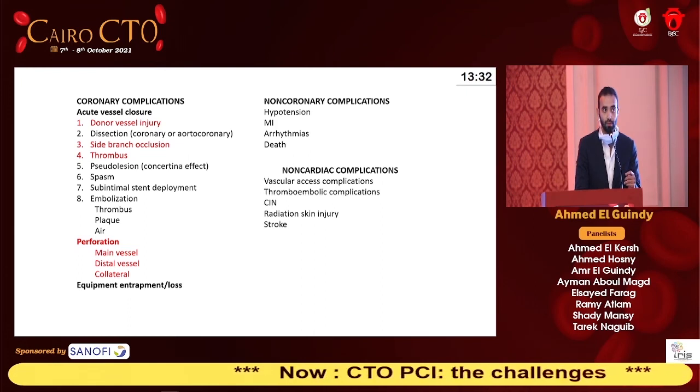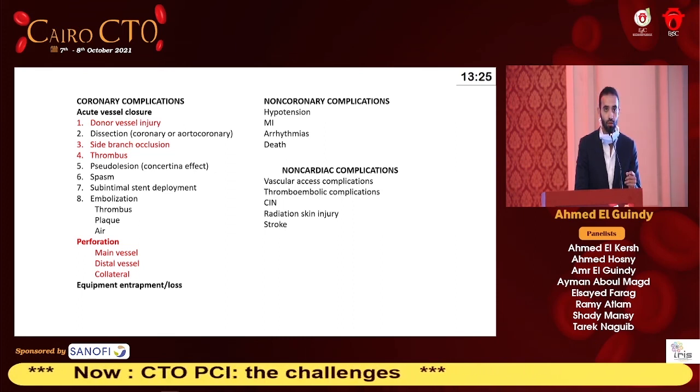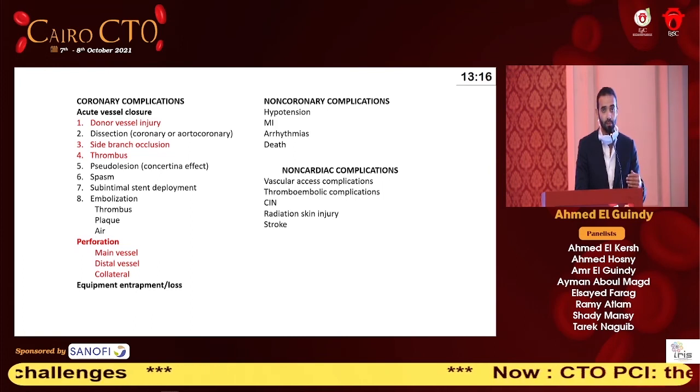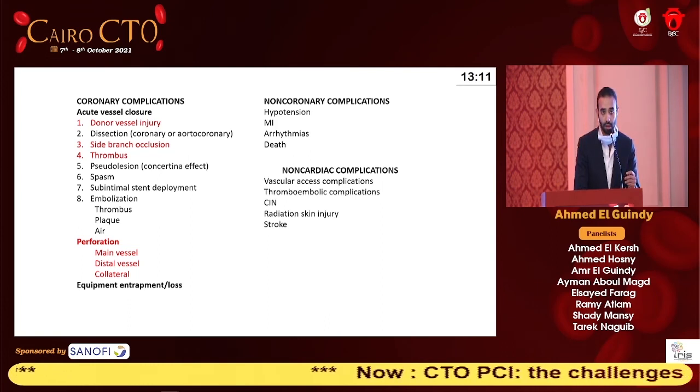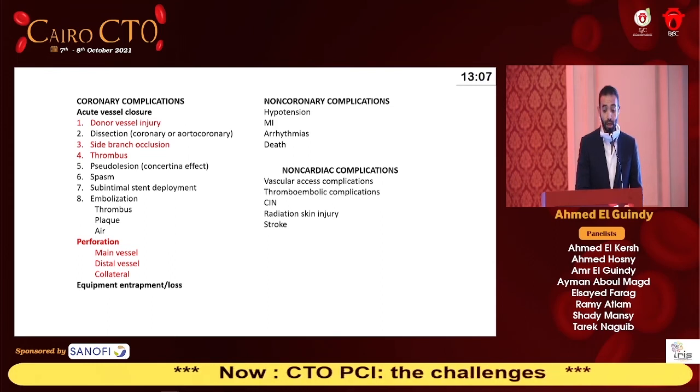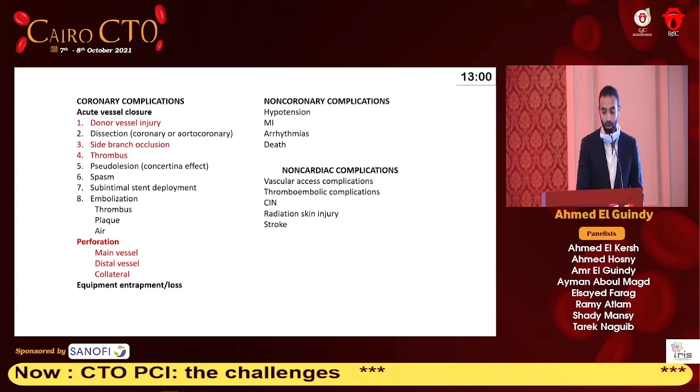It's usually very good practice, and advisable, to leave a safety wire in your donor vessel. Side branch occlusion can happen with a variety of mechanisms. Thrombus, and this is why we emphasize the need to monitor your ACT regularly every 25 to 30 minutes. Keep it above 300 for antegrade CTO PCI and above 350 for retrograde procedures. And perforation, which obviously leads to tamponade, is, I would say, the second most common cause of lethal complications during CTO PCI.